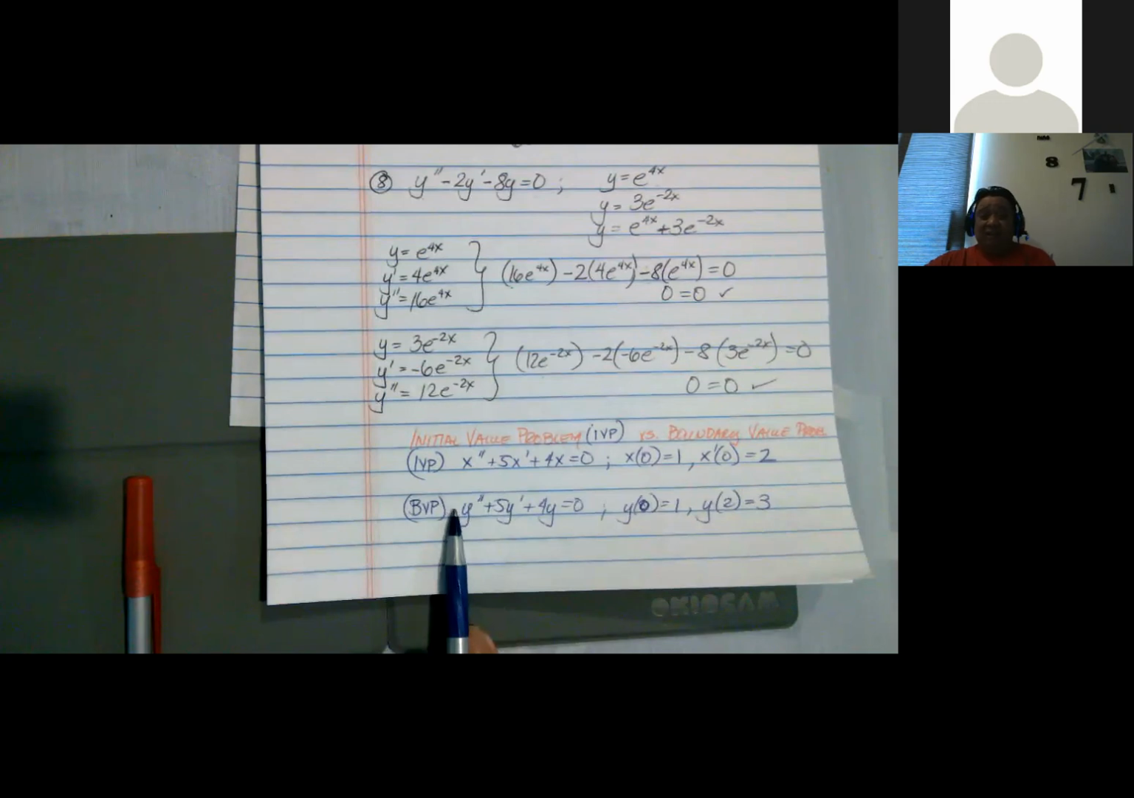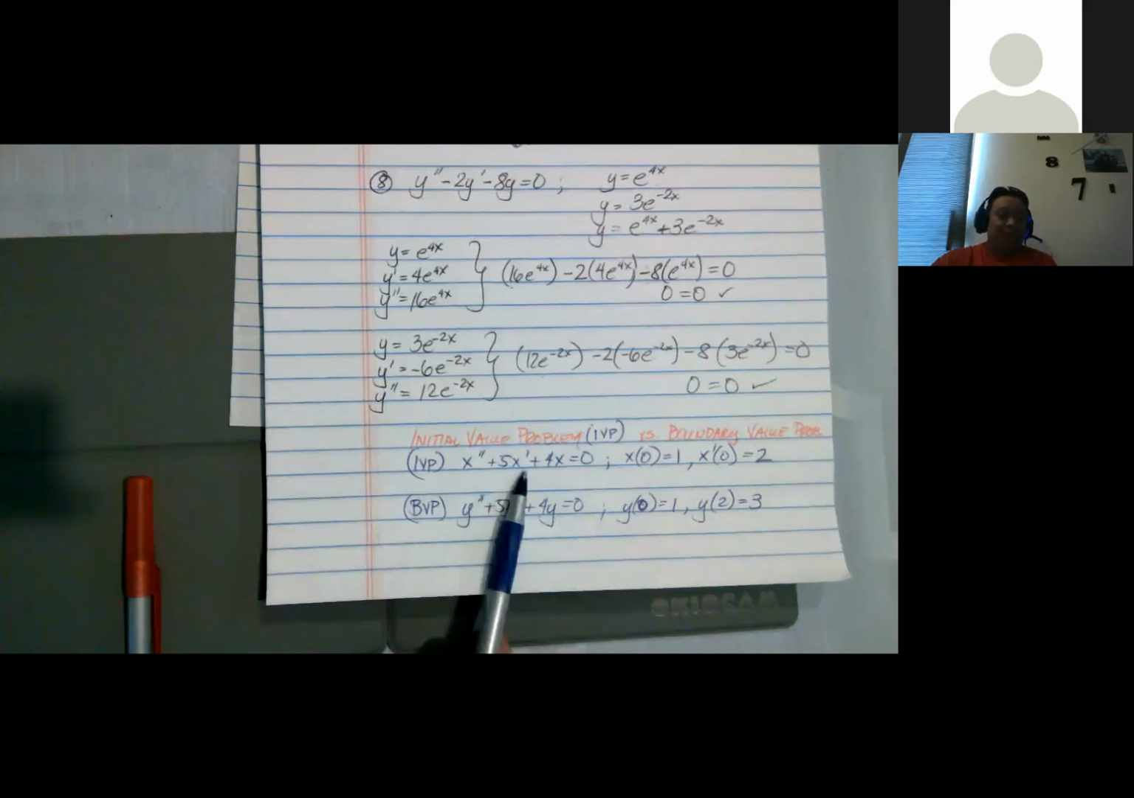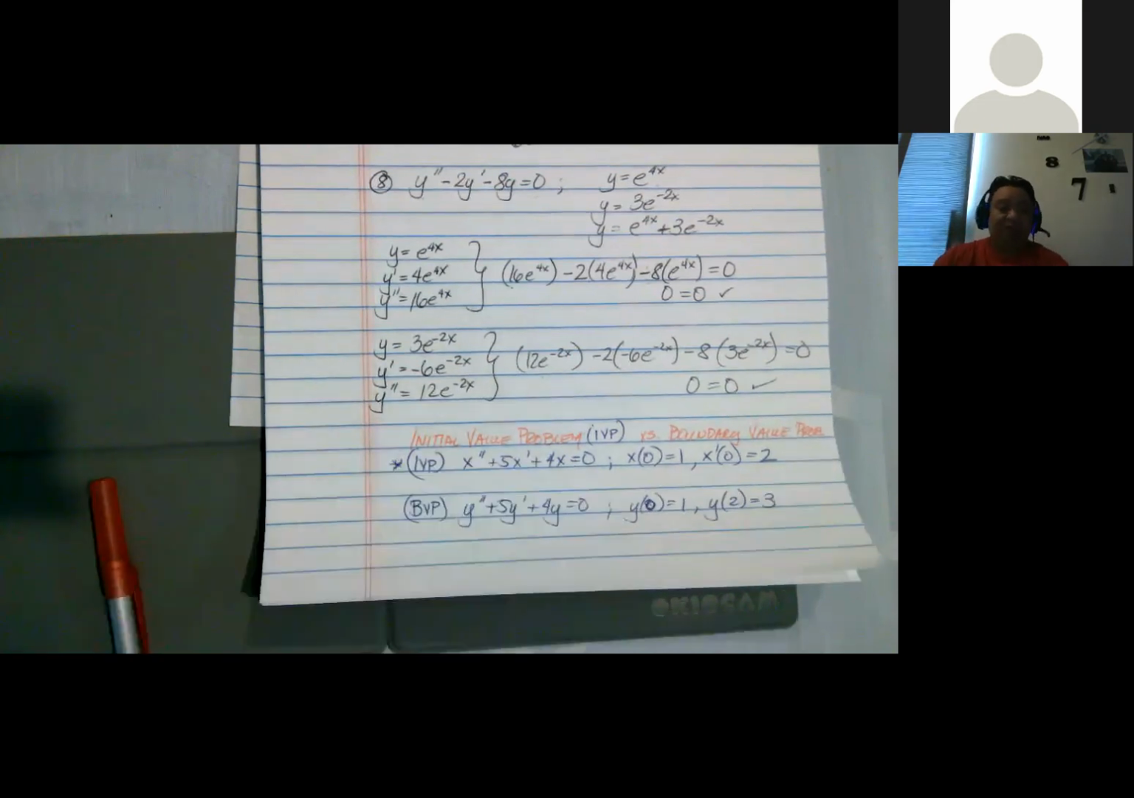Now, it might look like a small difference, but there are methods for more complicated differential equations in which you have a different method for this one compared to this one. As far as our class is concerned, we're only going to be dealing with initial value problems. So, any questions on these? Any questions on your definitions, introductions?